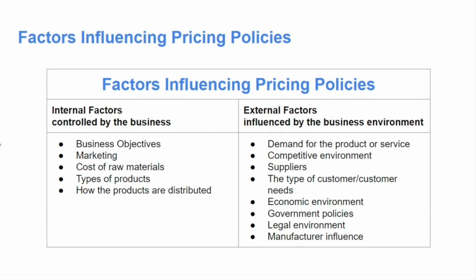How the product is distributed. Do you need to ship this product far? Does it require expensive shipping charges? Is it right next door to you? What does it cost to distribute that product? Is it expensive or not so expensive? Again, that needs to be factored into your price. These are internal issues. We also have external issues. What's going on out in the world?